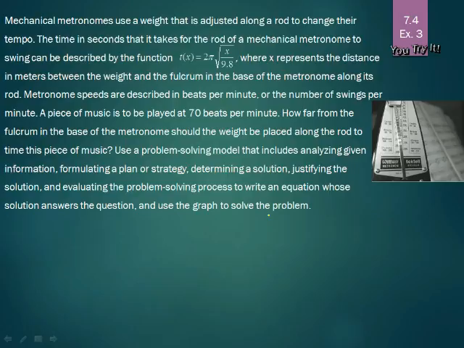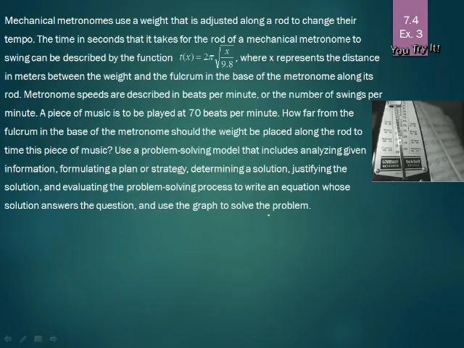A piece of music is to be played at 70 beats per minute. How far from the fulcrum and the base of the metronome should the weight be placed along the rod to time this piece of music? Use a problem-solving model that includes analyzing given information, formulating a plan or strategy, determining a solution, justifying the solution, and evaluating the problem-solving process to write an equation whose solution answers the question and use the graph to solve the problem.